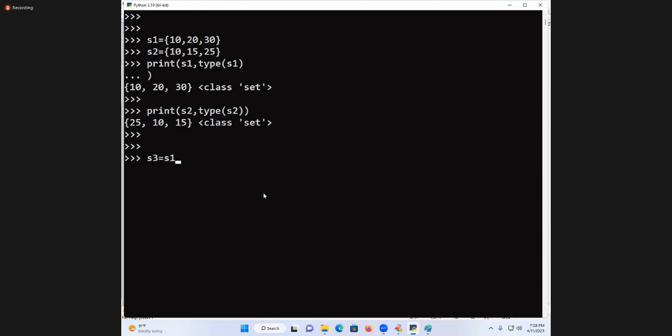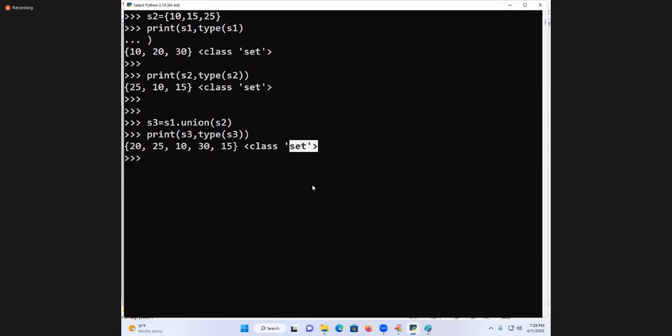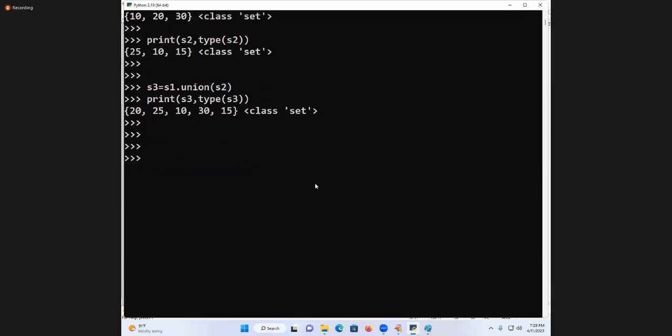See students, S1 dot union of S2. What is that printed now? S3. What is that S3? All the values combined or not? That is called which type again? Okay. Similarly, coming back to the point, S1 and S2.